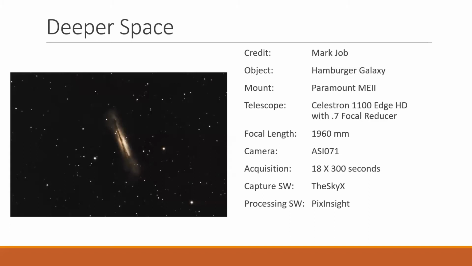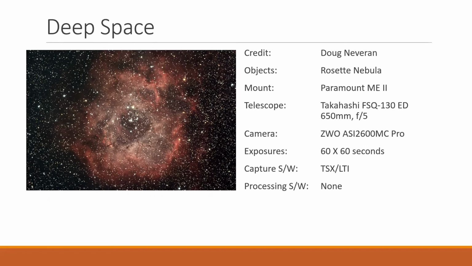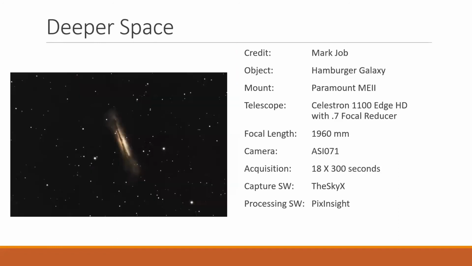Now we're going deeper into space. We were at 650 millimeters for the previous telescope. For this telescope, we're just about 2,000 millimeters. That's 2 meters, if you think about it. This is the Hamburger Galaxy. It was taken by Mark Jobe.